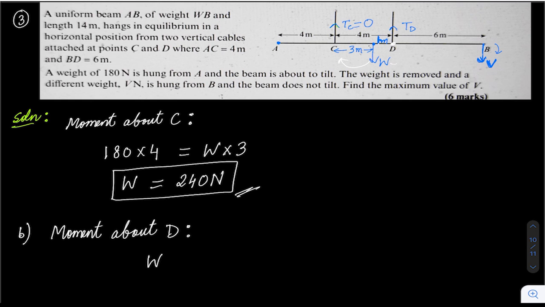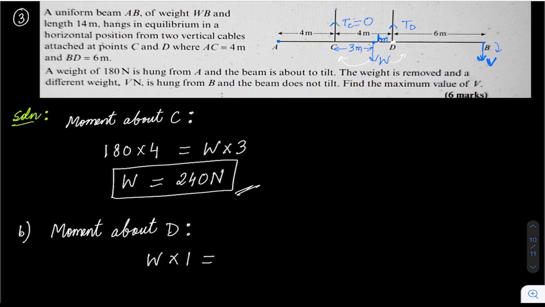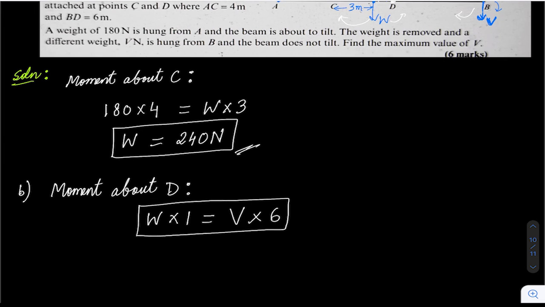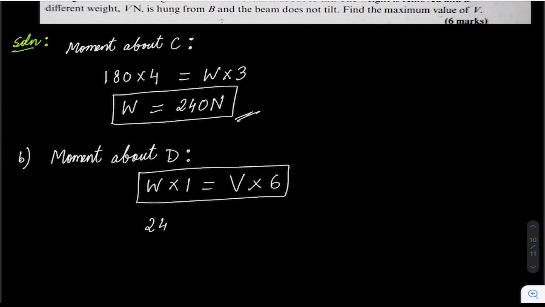So moment for W will be in this direction, that is anti-clockwise direction. W into 1 should be equal to the new weight V, which is the maximum weight we are taking, so that it is tilting. So V into how much distance is this? This is 6, right? And always see the direction. This is clockwise direction, and W moment is anti-clockwise. So clockwise moment should be equal to anti-clockwise moment. And in the previous part, we have already found the W value. So 240 into 1 divided by 6 will be our V. And V is coming out to be 40 newtons.